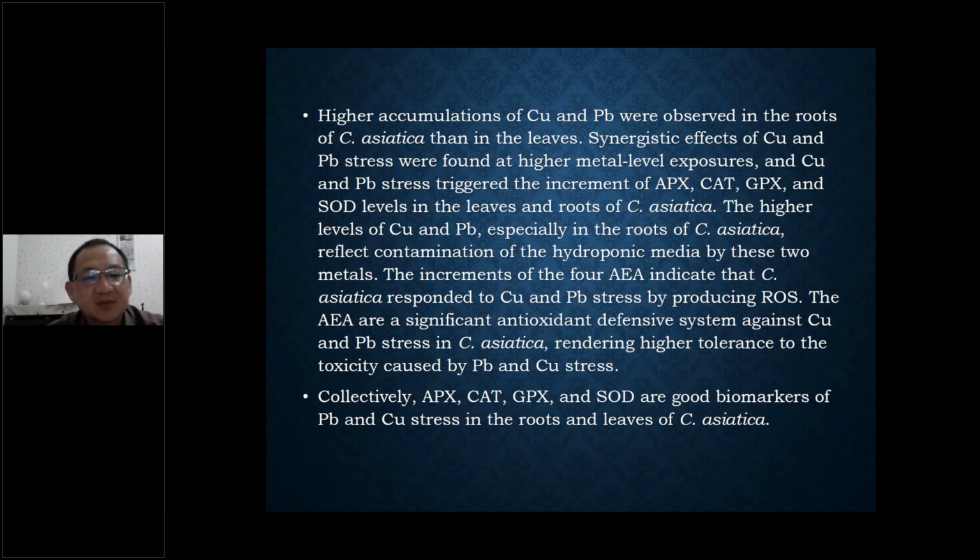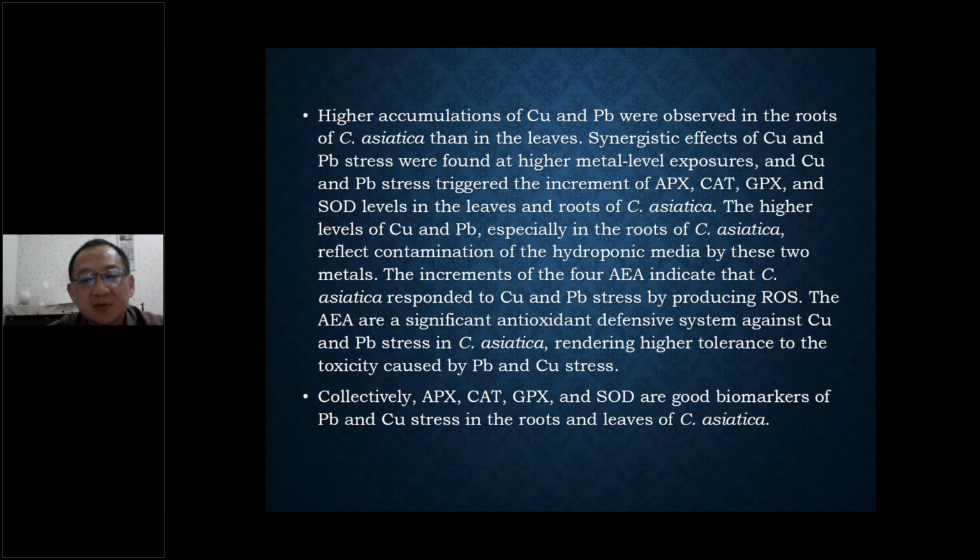Now, the higher levels of copper and lead, especially in the roots of Centella asiatica, actually reflected contamination of the hydroponic media by these two metals. Of course, bear in mind that if the metals are too high in the media, there is no way any defense mechanism can defend the cells from injury. So this is at the stress level where everything can still be controlled by the higher levels of antioxidants.